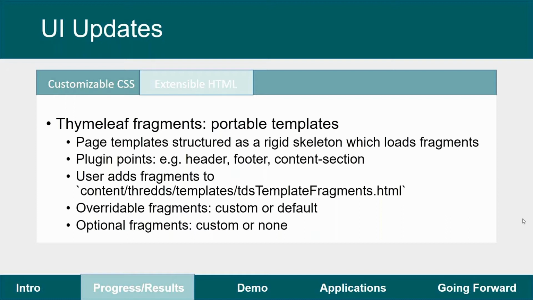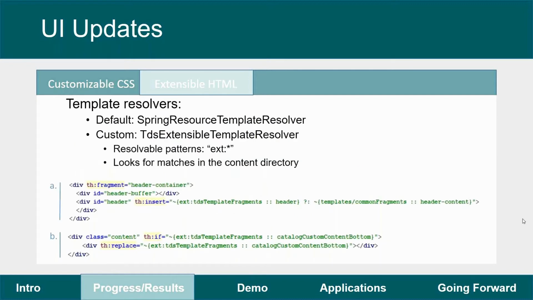To add fragments, all they have to do is add it into their content directory. Some of those fragments override our defaults, and some of them are just contributed. So if they don't add anything, just nothing will show up.